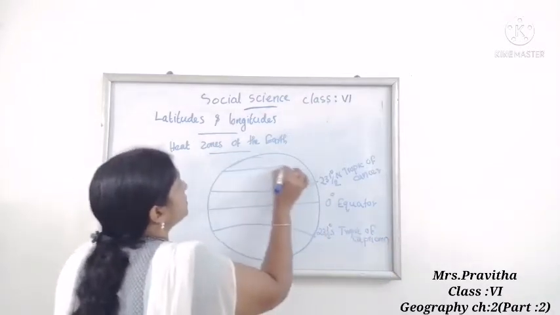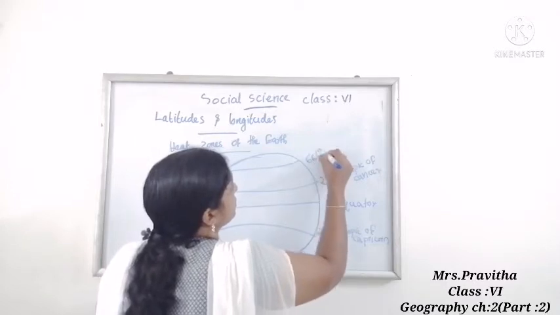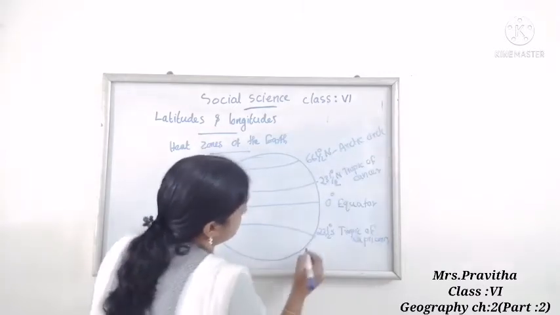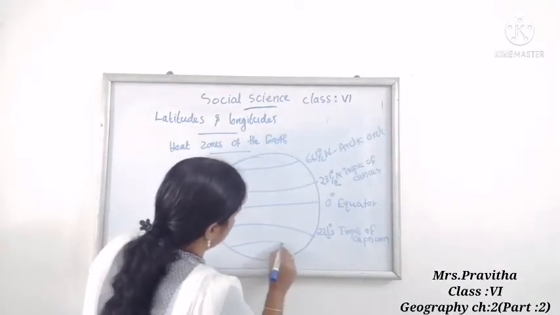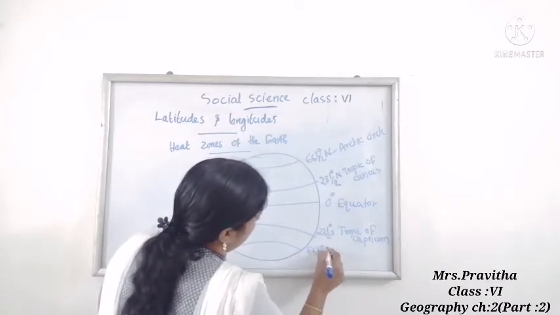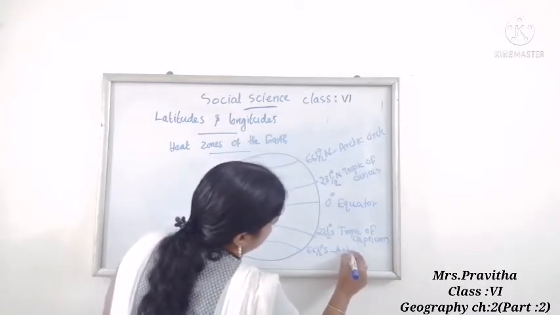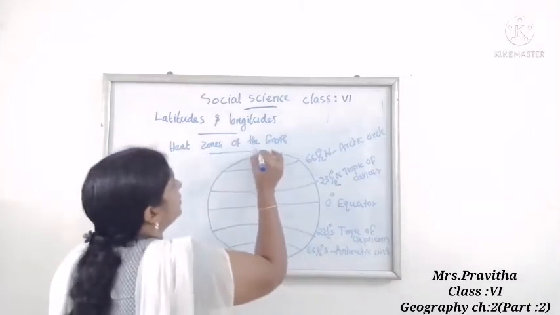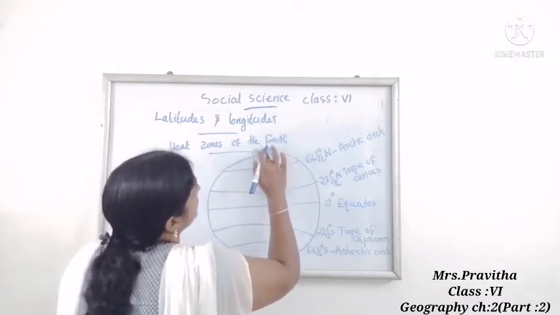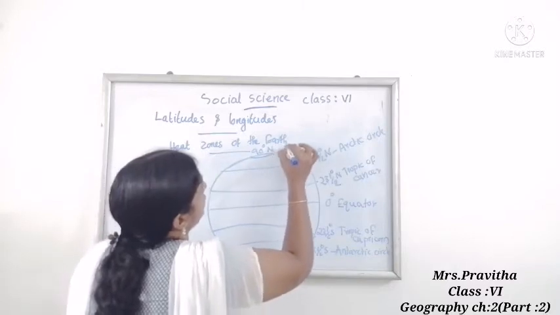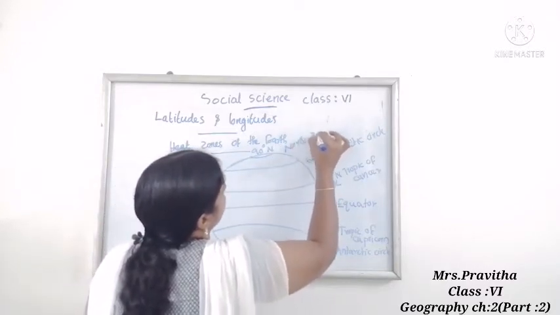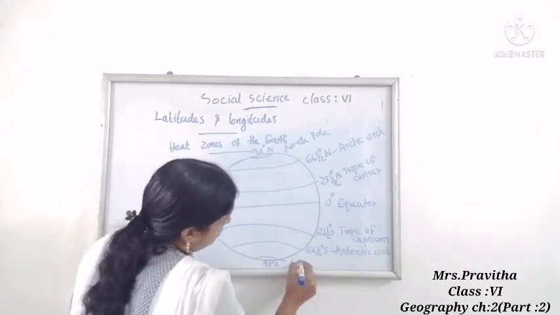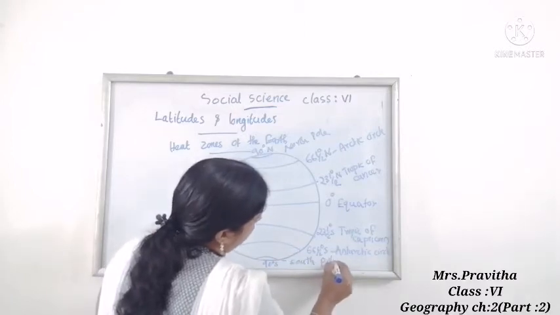Okay, 66.5 degrees north, Arctic Circle. 66.5 degrees south, Antarctic Circle. 90 degrees north, North Pole. 90 degrees south, South Pole. These are the important latitudes.